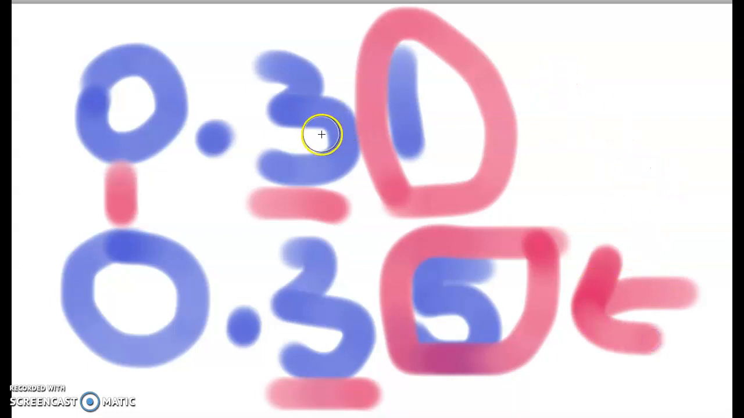So 31 hundredths is less than 35 hundredths because all the numbers are the same up until the hundredths place, and 5 is greater than 1, so that means this number is greater than this number.